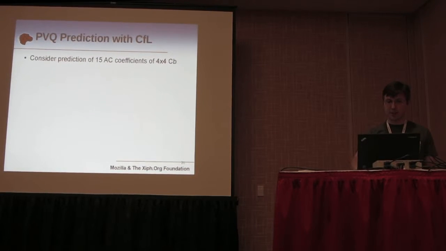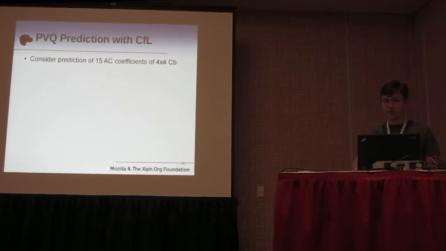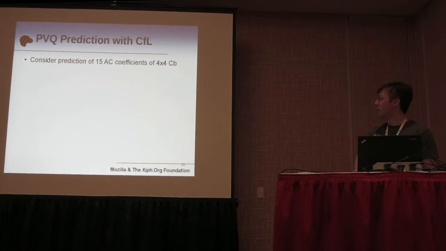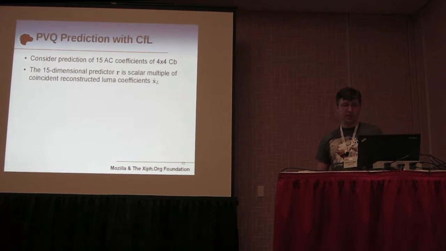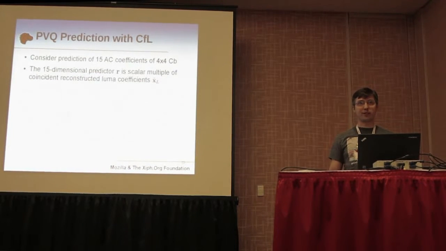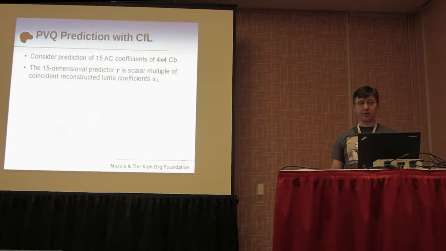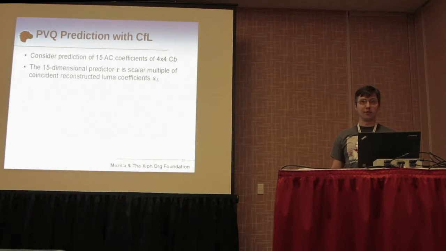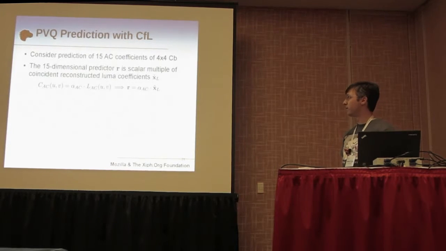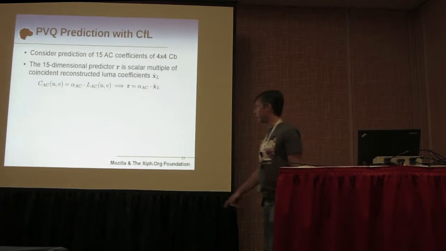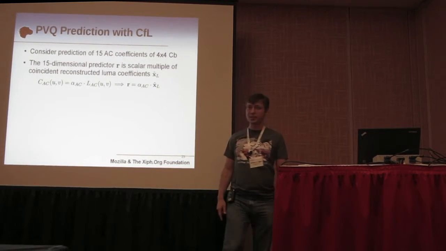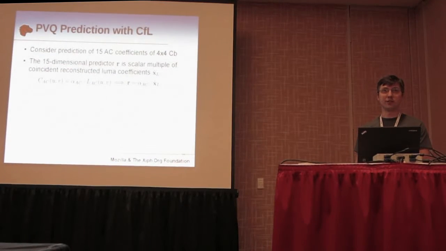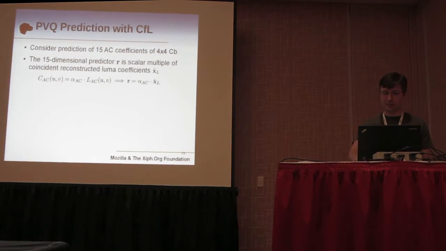As an example, consider doing this PVQ prediction for Chroma from Luma of the 15 AC coefficients of a 4x4 Chroma block. The 15-dimensional predictor R that we're going to use to predict that Chroma block is just a scalar multiple of the coincident reconstructed Luma coefficients. And we can see that directly from what we did with the frequency domain. This was our relationship, and that's exactly some alpha AC times the reconstructed Luma coefficients. So this is exactly the same equation.